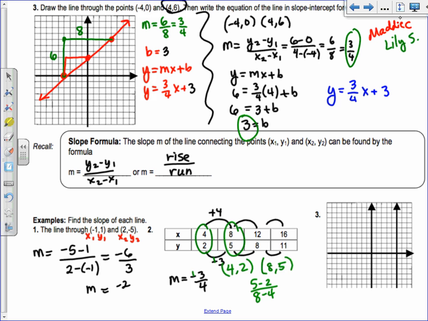All right, so the next one, we just have a vertical line. If you picked any 2 points on the vertical line, let's say 5, 0 and 5, 1, you could do it that way. And your change in y over change in x would be 1 minus 0 over 5 minus 5. So you get 1 over 0.